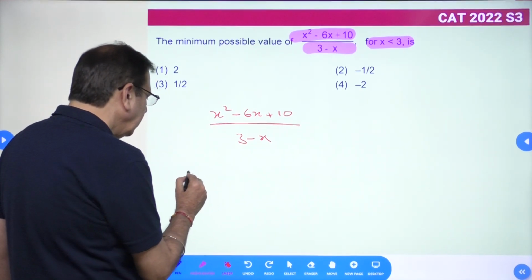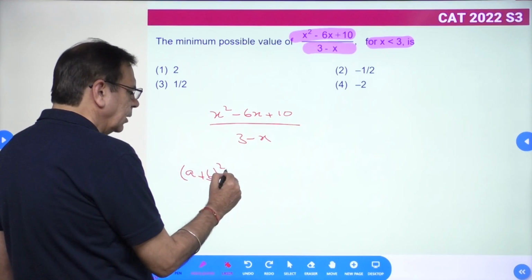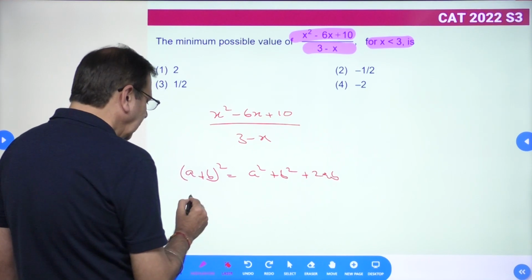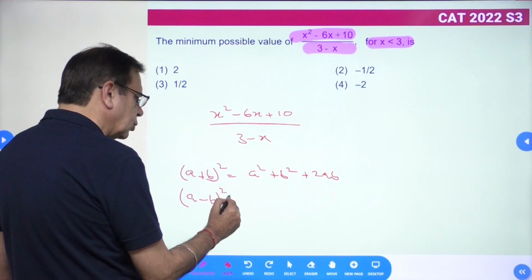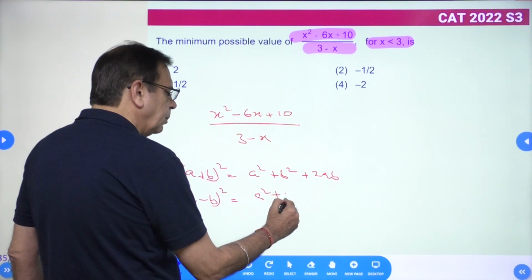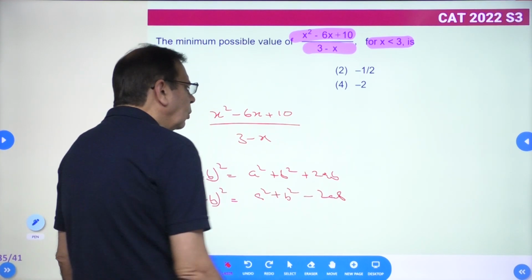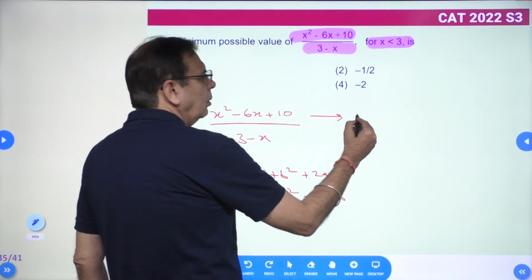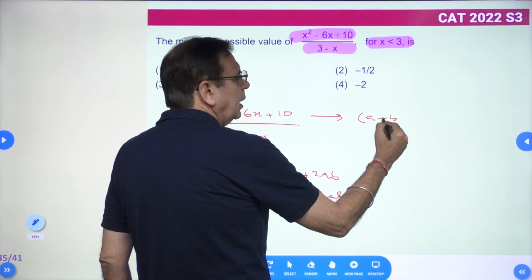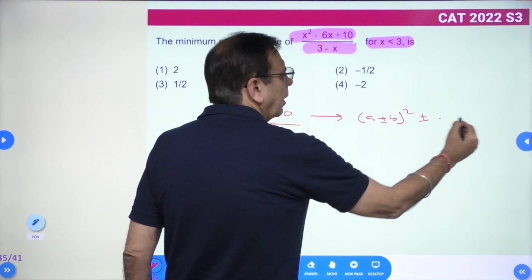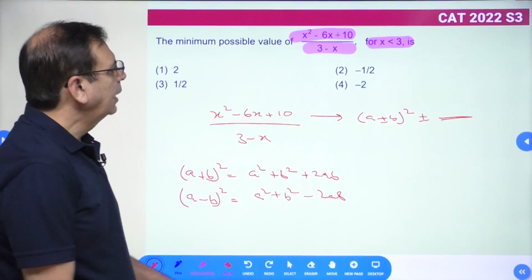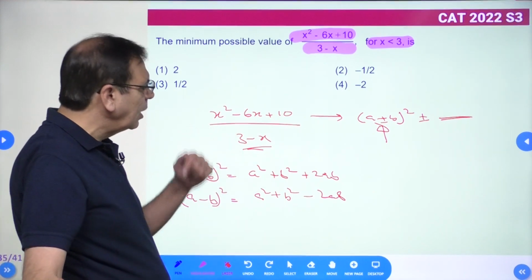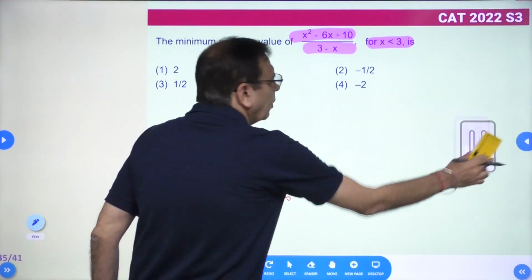Okay. Now if I look at a plus b whole square, what is this equal to? a square plus b square plus 2ab. And if it is a minus b whole square, I'm sure everyone knows a square plus b square minus 2ab. Okay. So what I am trying to do, I want to write the numerator, खाली numerator की बात कर रहा हूँ, in the form of a plus b या a minus b whole square or plus minus some remainder. Okay. And ideally I would want this to be x minus 3 or x plus 3. तो देखते हैं हो सकता है कि नहीं. Okay. So that is what we will try to see first of all.